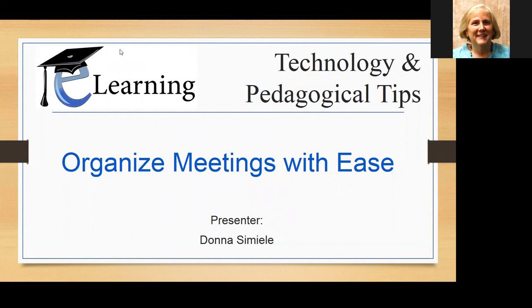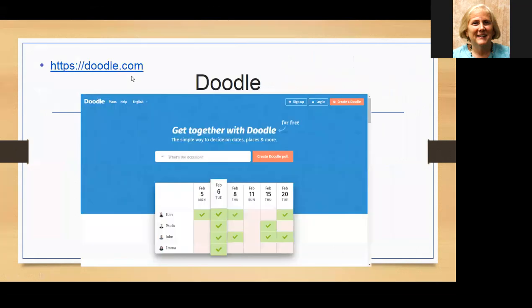So Doodle is a free tool. And it's very simple to go in and set up, set dates and set times to schedule a meeting. I often will start with the main person that's going to be running the meeting or the group that's going to be starting with the meeting and get some dates and times from them to give myself a starting point. So that's one way to do it.